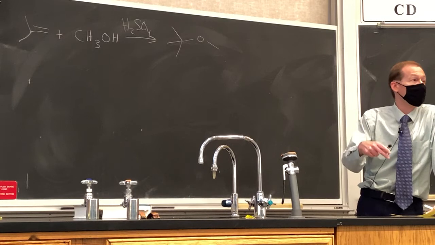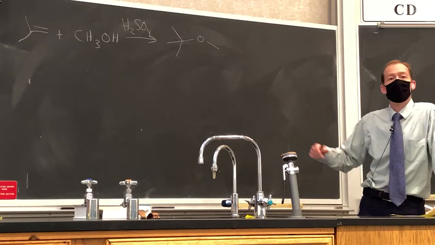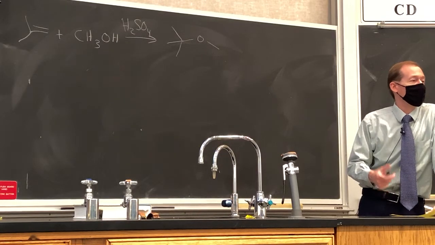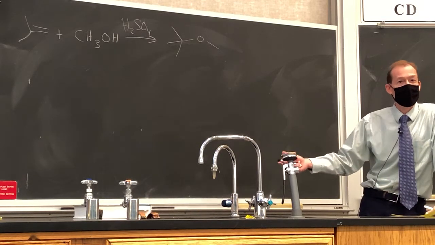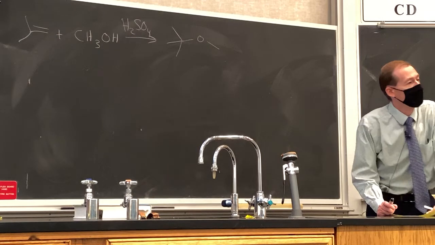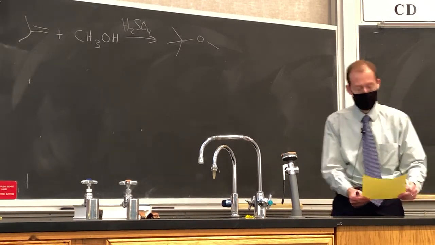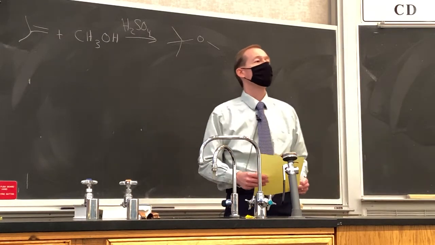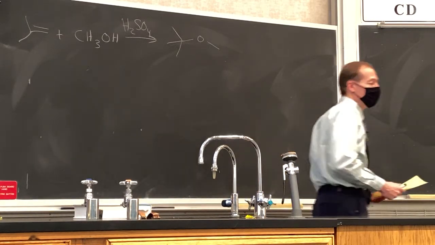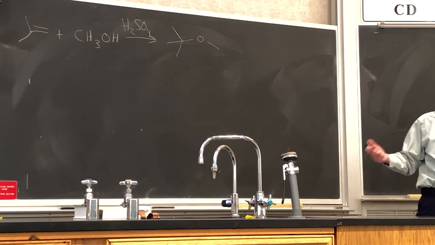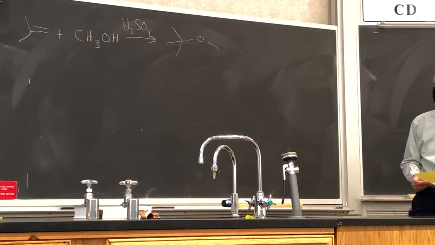In chapter 9, we learned the Williamson ether synthesis. This reaction doesn't really have a name, but it's basically an analog of a hydration reaction. You're just using alcohol as opposed to water as the nucleophile. Okay, any questions? And you would get the more substituted ether product, just like we get the more substituted alcohol.